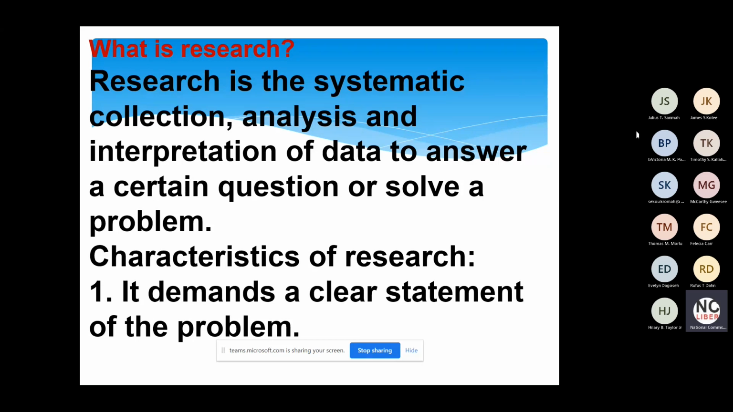And we also are able to look at some characteristics that make up a research. So if you're conducting a research, there are certain things you need to look at. One, there has to be a clear statement of the problem. You have to be able to state the problem clearly. You cannot go ahead to conduct a research when you don't know the problem you want to solve or you want to find answers to, and when you have not been able to state that problem very clearly.